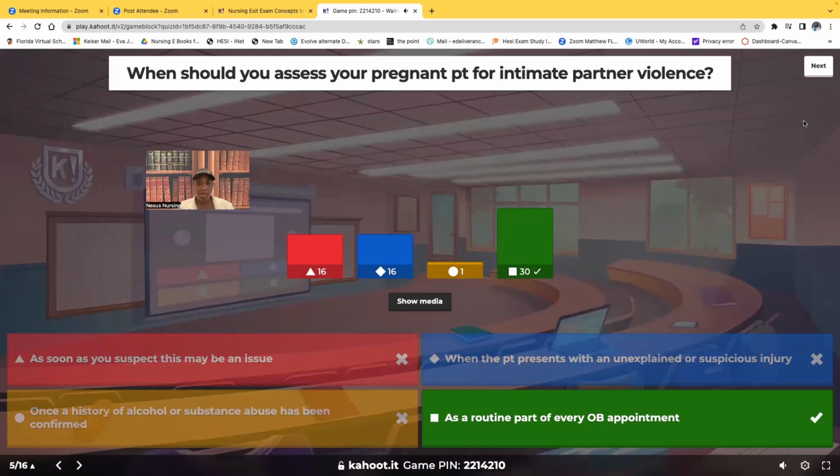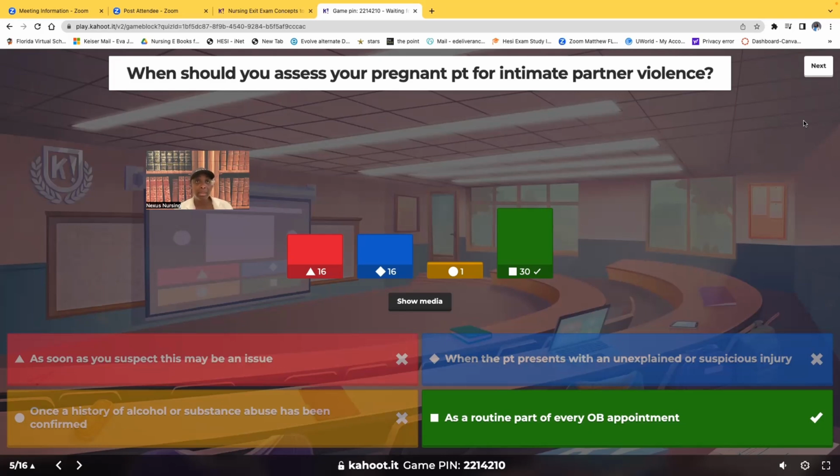Okay, so here's the answer, guys. It's going to be as a routine part of every OB appointment. So here's the thing. The most dangerous time for a woman in regards to intimate partner violence is during pregnancy. This is the time where she's most vulnerable, and this is a time where if violence is going to escalate, it's going to be during pregnancy. So every single time mom comes in for her well-being, for her checkup, you're always going to screen for intimate partner violence every single time.